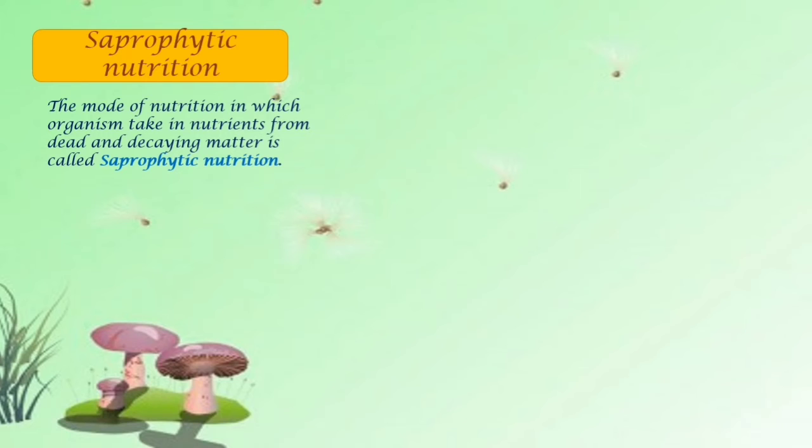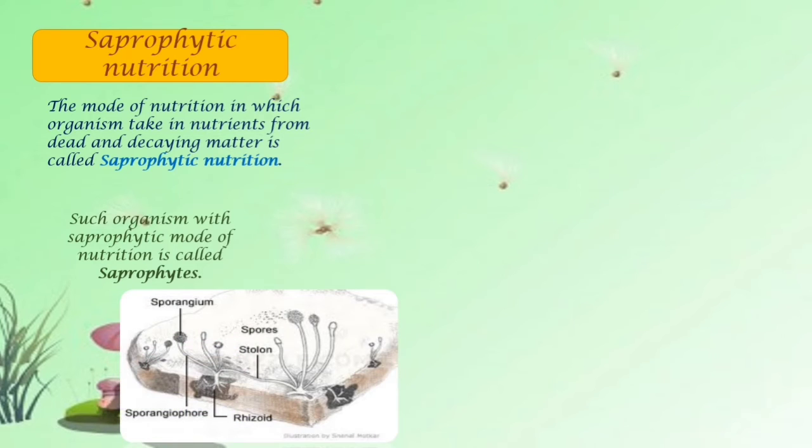Okay, from that decaying matter they will absorb the nutrients and they will start to grow. This type of plant and the mode of nutrition they derive is called saprophytic nutrition. All right. So such organisms with a saprophytic mode of nutrition are called saprophytes. So let us see some examples for saprophytes. What are the organisms that derive their energy from dead and decaying matter? So here one such example which is given is bread mold.